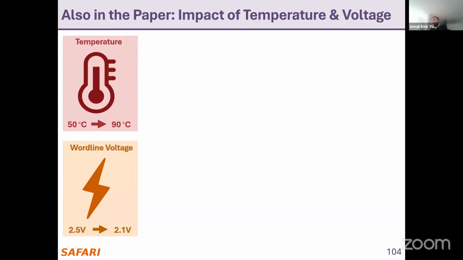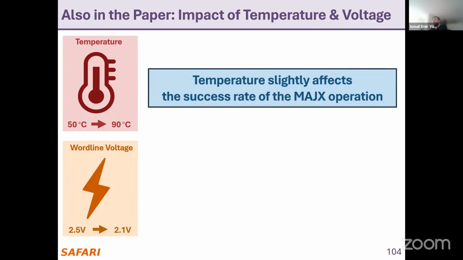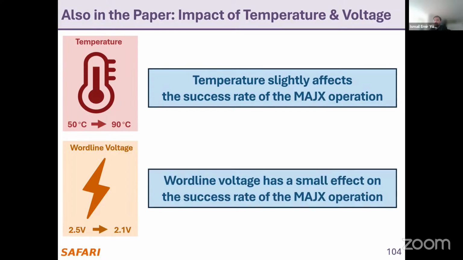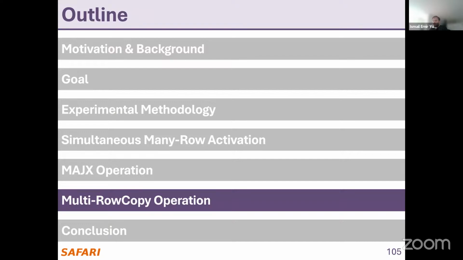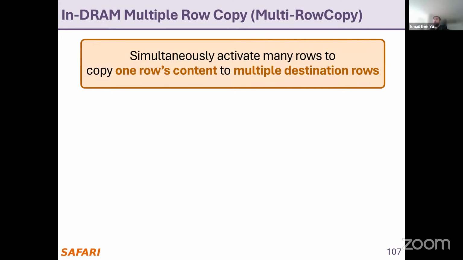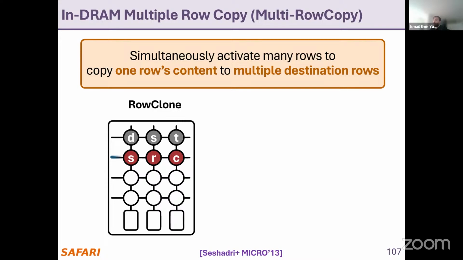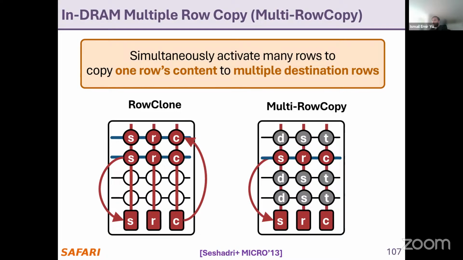And in the paper, we also sweep temperature and word line voltage to see their effects, and we observe that temperature slightly affects the success rate of MAJX operation, and word line voltage also has a small effect on the success rate. And now let's take a look at our final operation that we introduced in this paper, multi-row copy. So the key idea is to simultaneously activate many rows to copy one row's content to multiple destination rows. As you may remember, in RowClone, we have one source and one destination, where we copy the source content to the destination. In this case, in multi-row copy, we have again one source, but we have multiple destination rows.